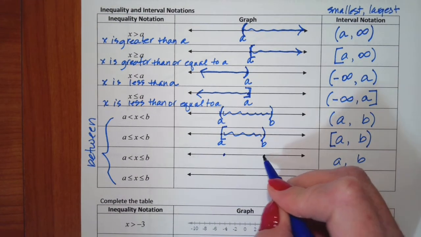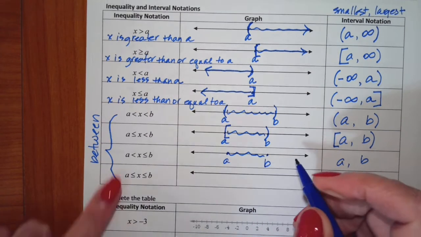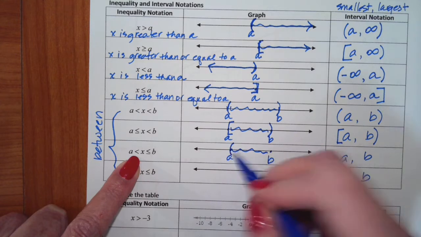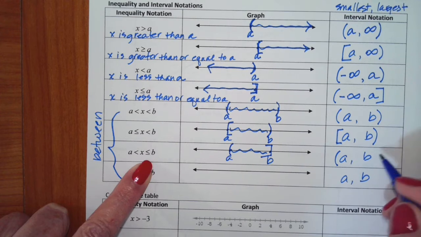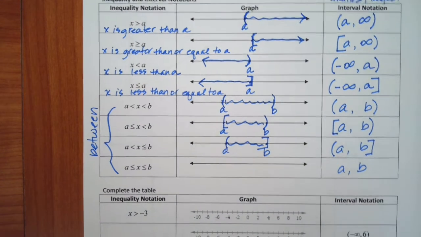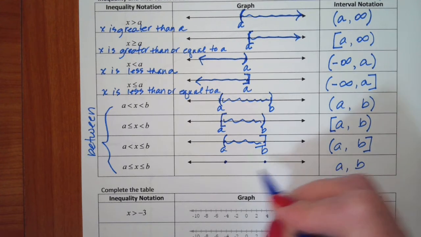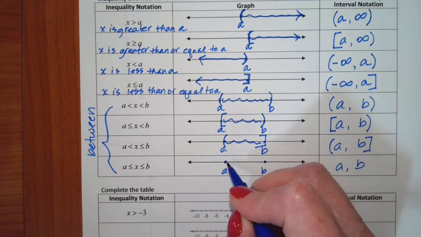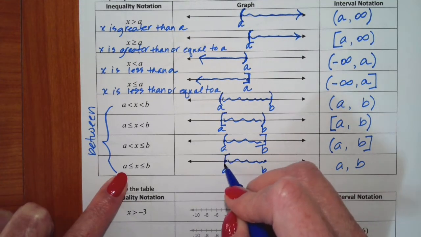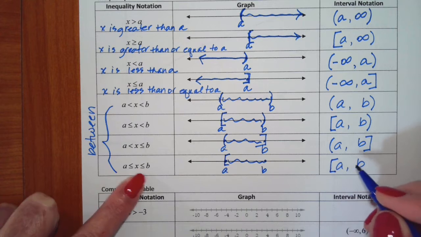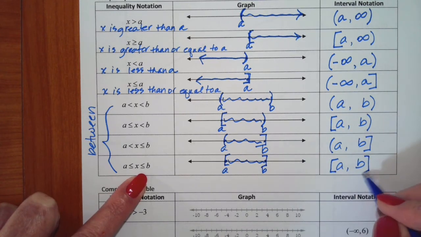Our next one, of course, we're going to be between A and B. A is not included, so it gets a parentheses. B is included, so B gets a bracket. And for our last one, we have A and B, everything in between there. It is including A, so it gets a bracket. It is including B, so B gets a bracket.